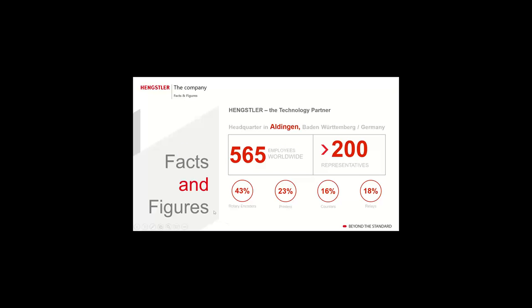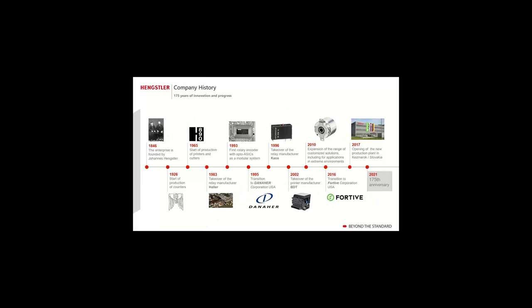Just to give you facts and figures, we are about 600 employees. We are part of a global company called Fortive. We do about 200 million euro of business and have more than 200 global representatives across the globe. And TDS is one of our representatives, specifically for Singapore and Malaysia. And this is the 175th year for Hengstler. Started way back even before the light bulb was invented. It's quite like a dinosaur, the company.